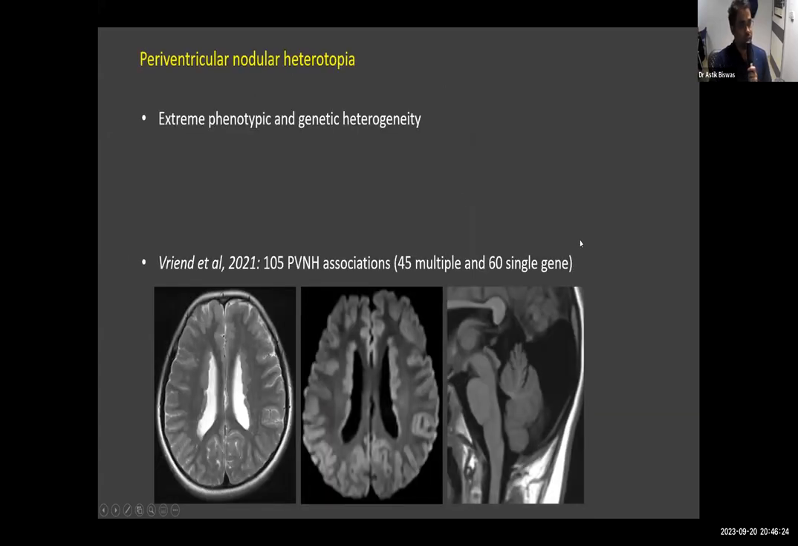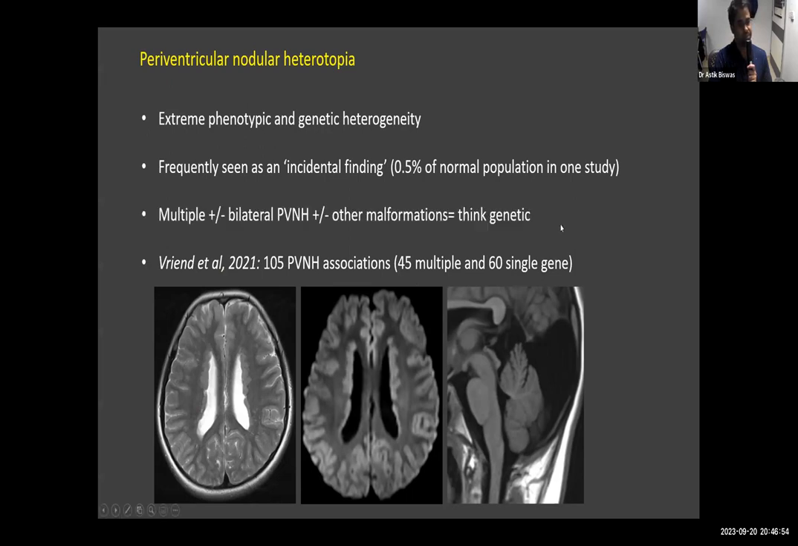So with periventricular nodular heterotopias, again, there can be a lot of phenotypic and genetic heterogeneity. This paper, for instance, showed 105 PVNH associations, 45 involved multiple genes, 60 involved single genes. It can also be seen as an incidental finding. One study showed that 0.5% of the normal population had one or more PVNH. So when do we suspect a genetic cause for PVNH? If they are multiple, if they are bilateral, if there are other malformations, then you consider genetic etiologies.